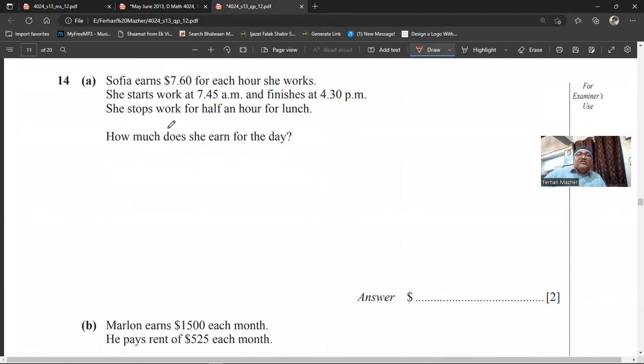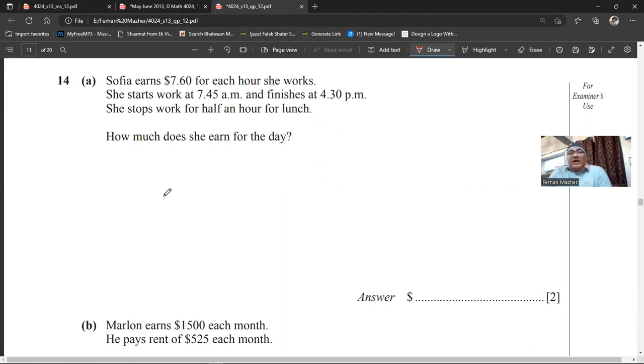Okay, so now we are going to the next question. He says, Sophia earns $7.60 for each hour she works. She starts work at 7:45 a.m. and finishes at 4:30 p.m. She stops work for half an hour for lunch. How much does she earn for the day?